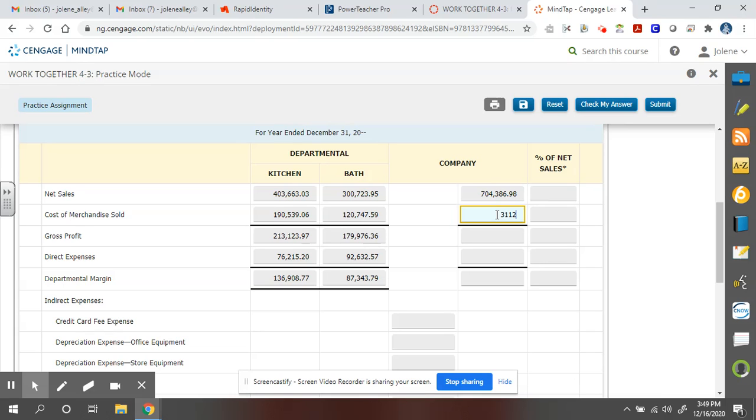Just going to add it across. 311,286.65. Just going to add it across.